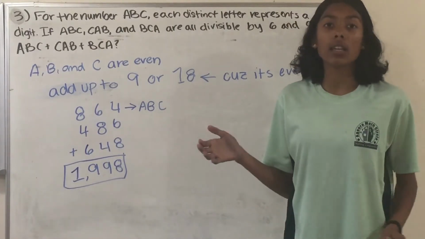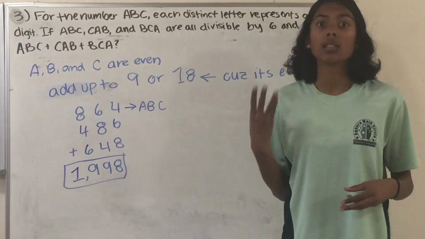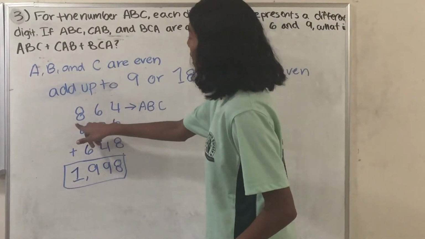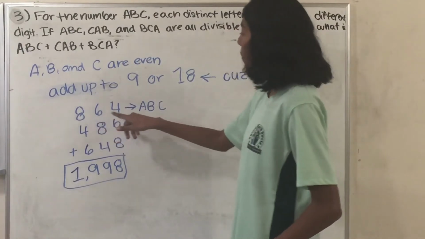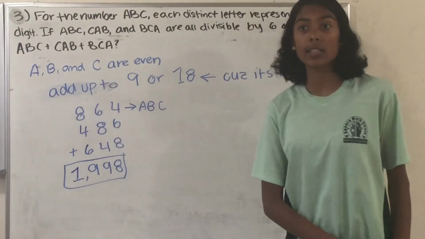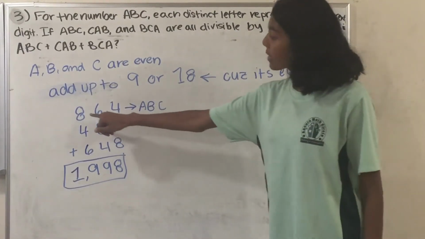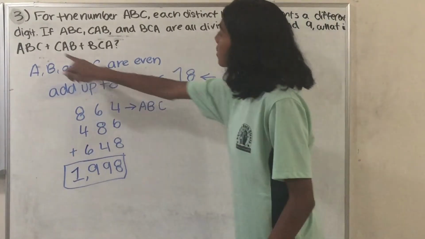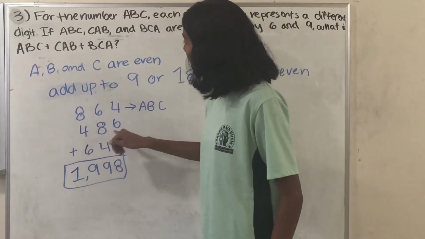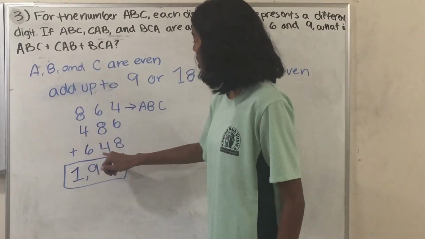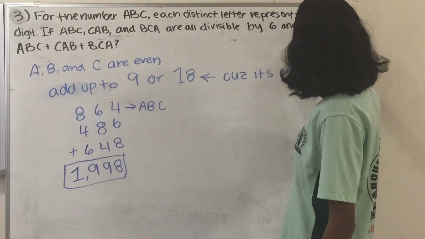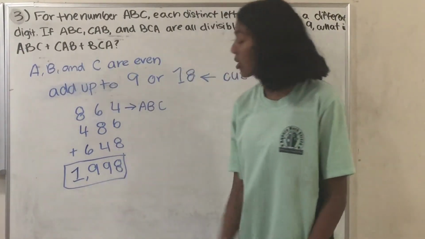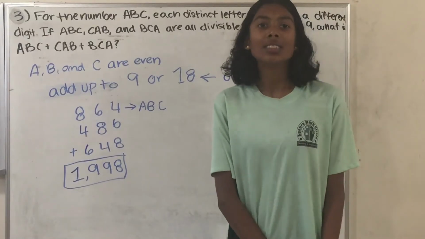So to get 18, we're going to take our 3 largest even digits, 8, 6, and 4. 8 plus 6 is 14, plus another 4 is 18. So 864 is ABC. And then CAB would be 486, BCA would be 648, and they're asking us what is the sum of all 3 of these, and we get 1,998 as our answer.